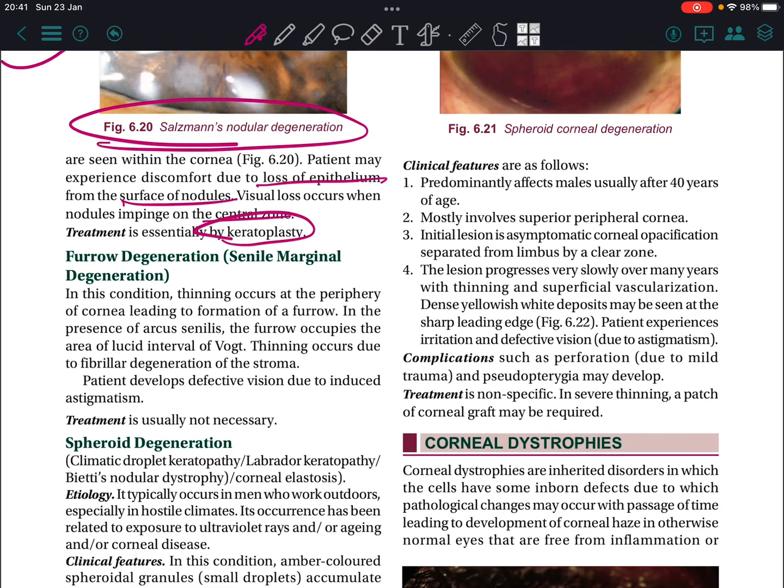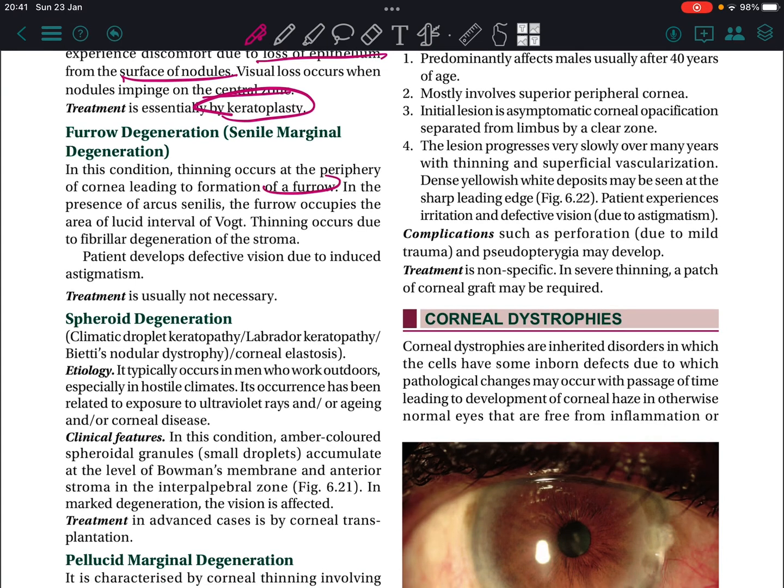Furrow degeneration, also called senile marginal degeneration. In this condition, thinning occurs at the periphery of the cornea, leading to formation of a furrow. Arcus senilis is present, and the furrow occupies the area of the lucid interval of Vogt. Thinning occurs due to fibrillar degeneration of the stroma. Patients develop defective vision due to induced astigmatism. Treatment is usually not necessary.